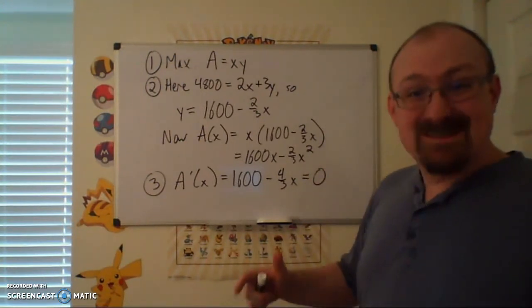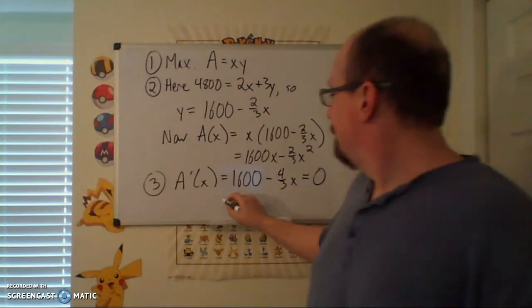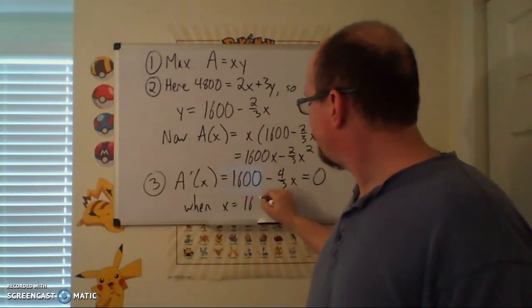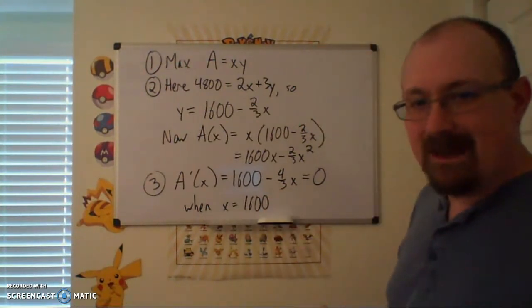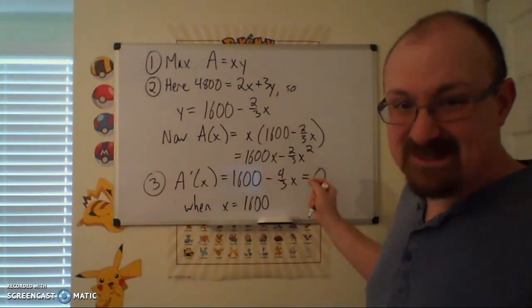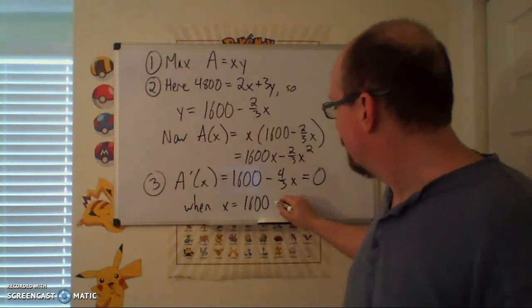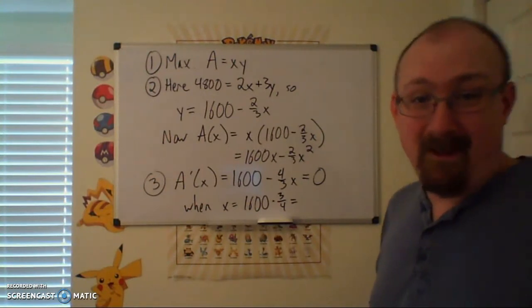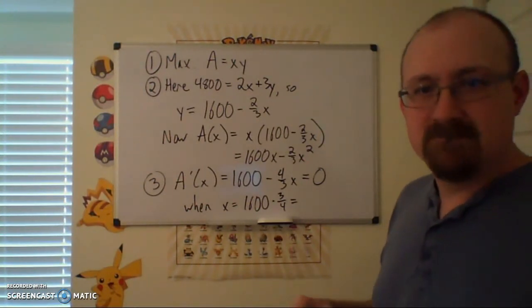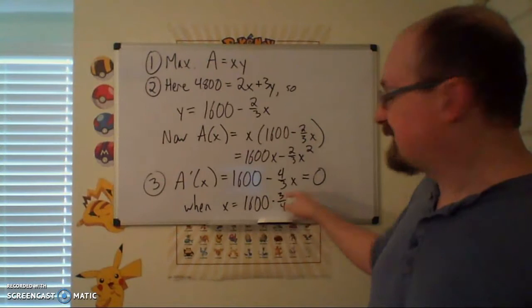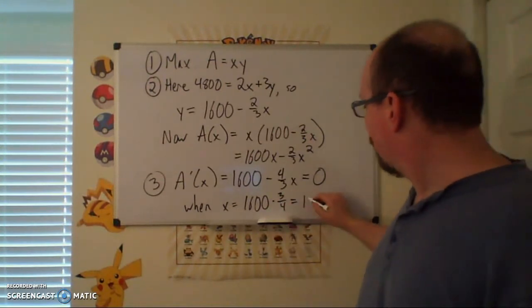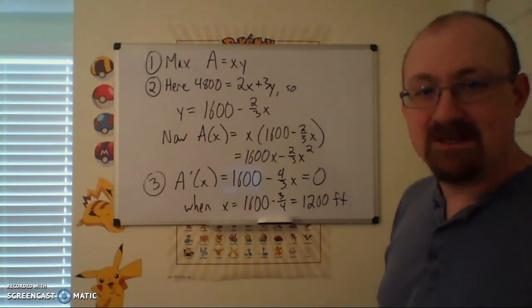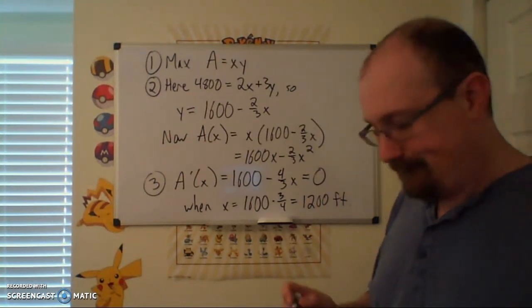So we set that guy equal to 0, and now we get x by itself. However you go about doing this algebraically, we get the 1600 on one side, divide by 4/3, which I'm going to write as multiplying by 3/4 just to save myself board space again. So 1600 times 3/4, if you work that out, that gives us a single candidate point, 1,200 feet.